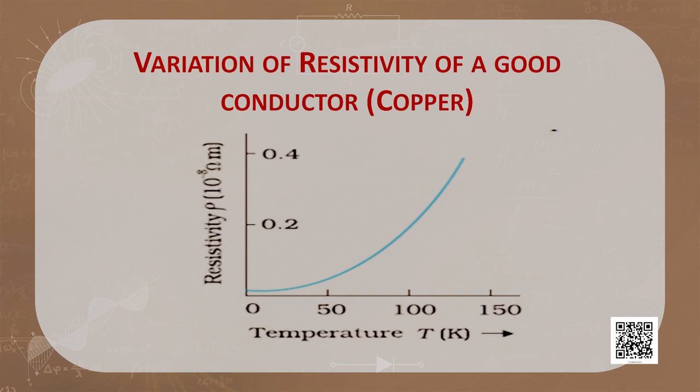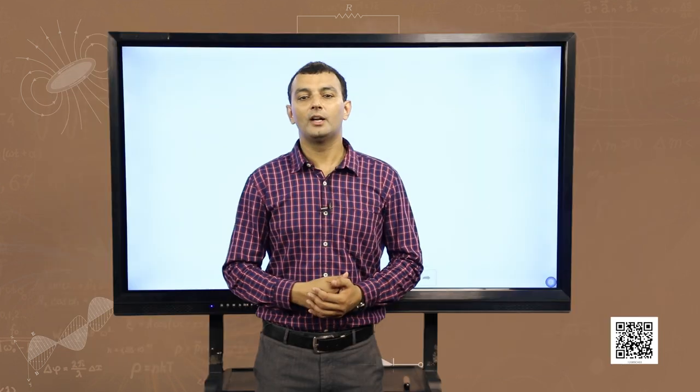For the first 50 degree change of temperature, the corresponding change in resistivity is less, but if you observe the next 50 degree change, the change in resistivity is higher. So we can see that the resistivity of copper not only changes, but changes with different rates.